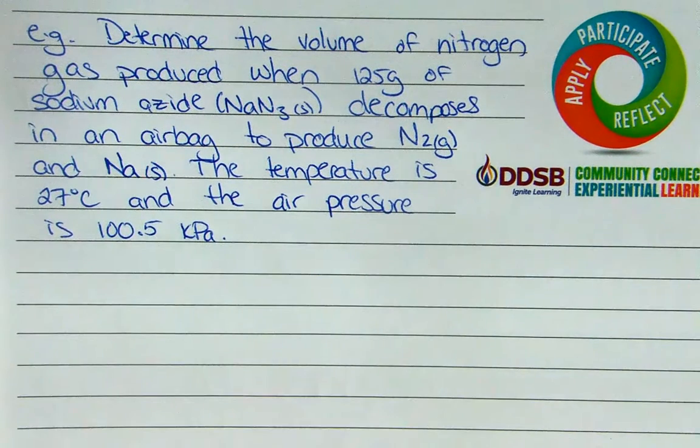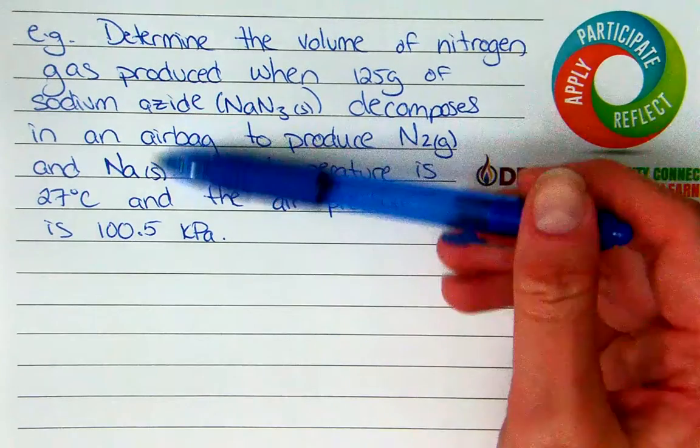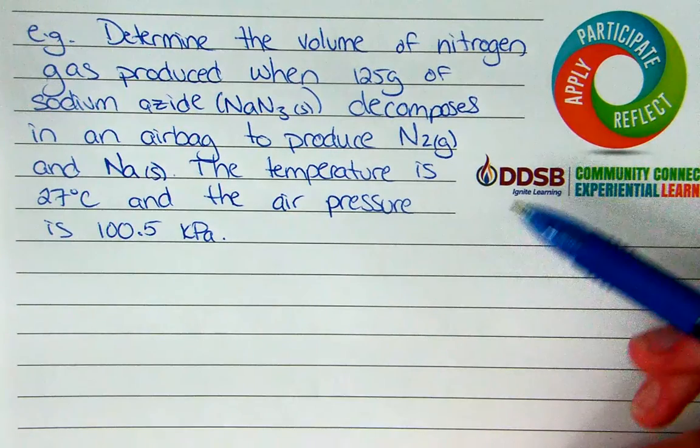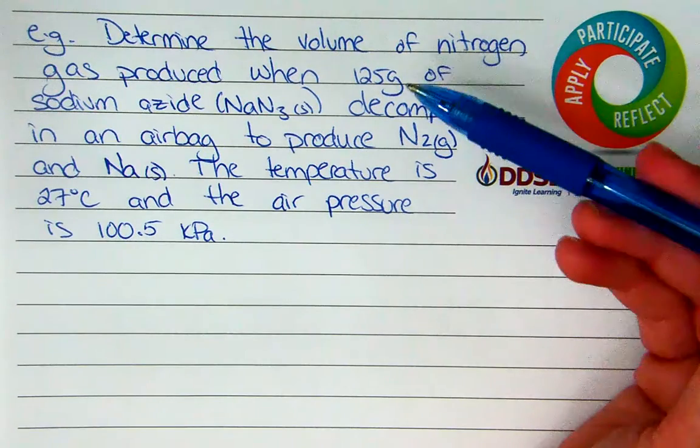Okay, I'm asking you, please determine the volume of nitrogen gas produced when 125 grams of sodium azide decomposes in an airbag to produce nitrogen gas and sodium. The temperature at the time is 27 degrees Celsius and the air pressure is 100.5 kilopascals. So here we are, combining stoichiometry with a gas law. How fun is this? Okay, first thing.